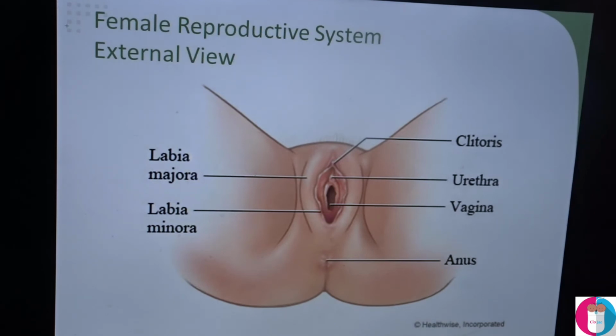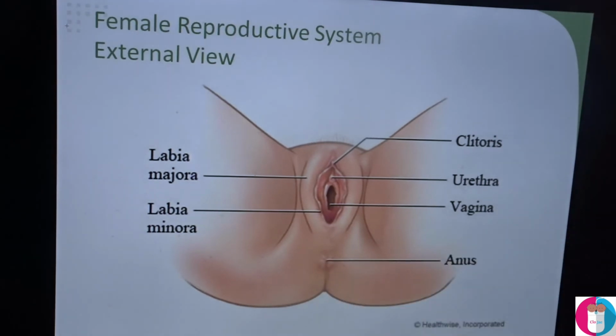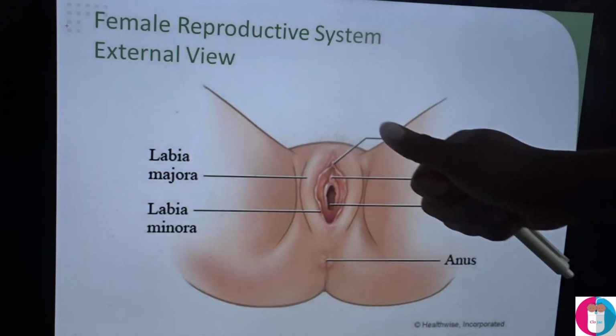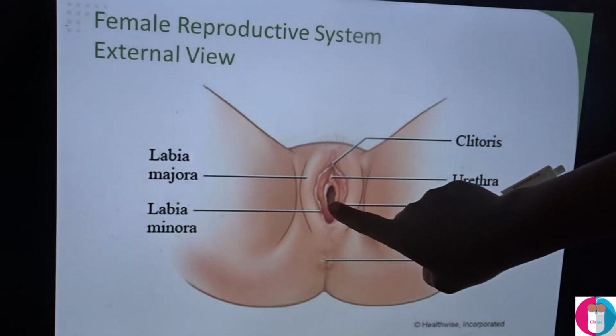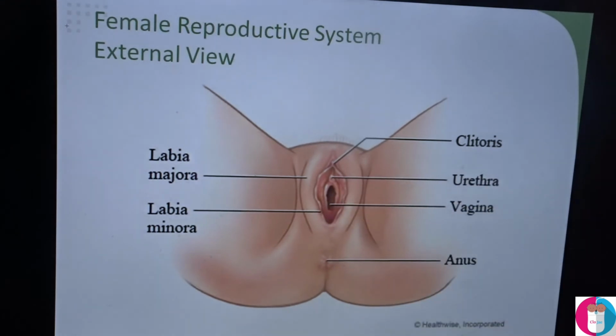And then lastly, down here we have what we call the anus. You all know that from the anus we excrete. That's where the poo-poo, let's put it that way, comes out. So women have three holes. We have the urethra, which is this. We have the vagina, where the baby comes out from, and we also have the hole here, which is the anus.